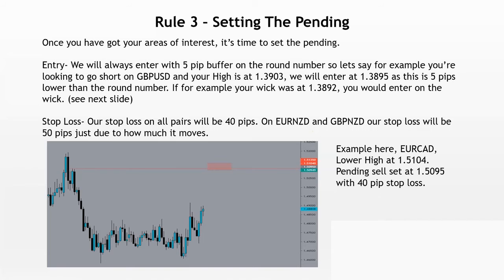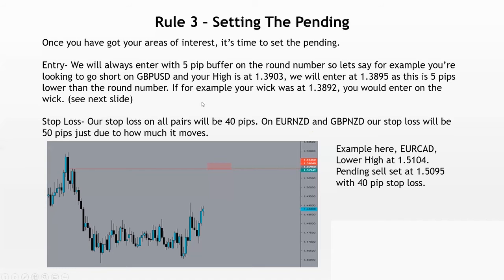What price would you enter at if you were looking for a sell and your wick was at 1.3892? Where do you think your entry price would be, guys? So Darius has said the same, Chris has said the same, Jay has said the same. Perfect. So the only time you would put a buffer on a trade is when there is a round number as your first confluence. And there's a whole slide on the next slide regarding that, so we'll go over that.